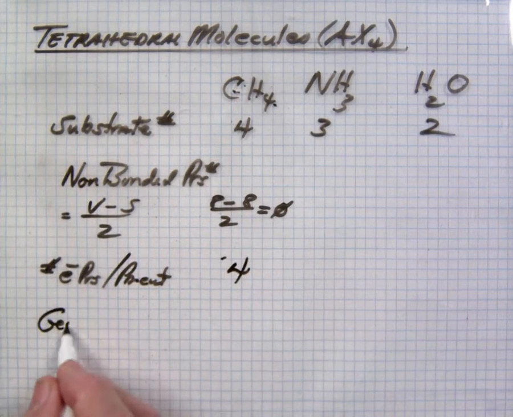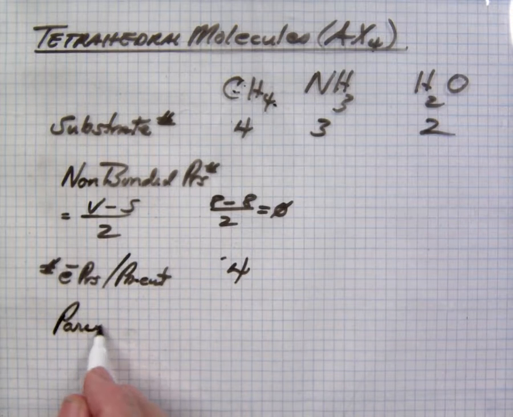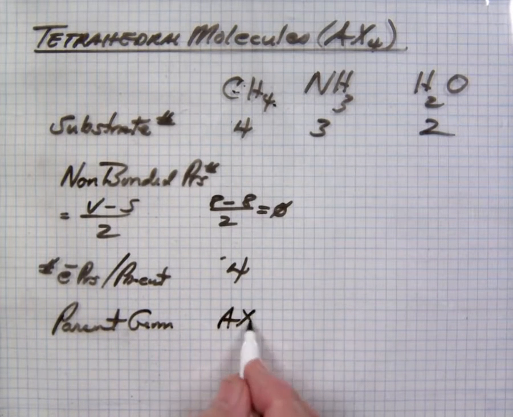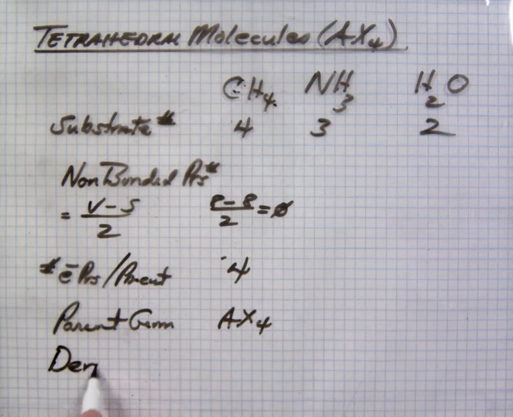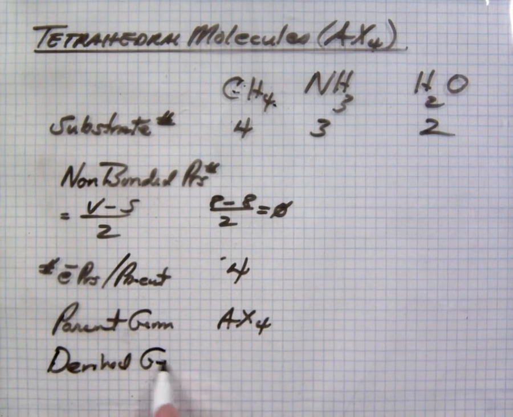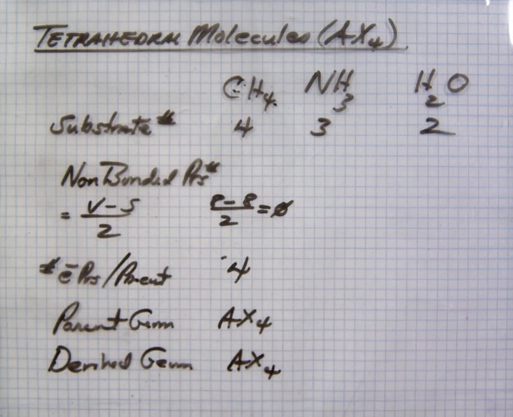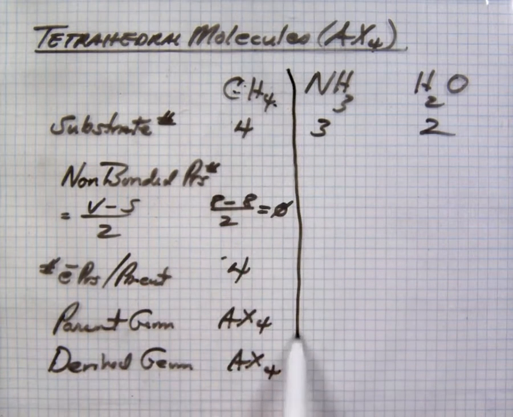So the geometry, let's go parent first. Parent geometry is an AX4 tetrahedron. The derived geometry is an AX4 also. It doesn't have any free pairs, okay? And there's one little notation I didn't show you a minute ago, but it's easy.